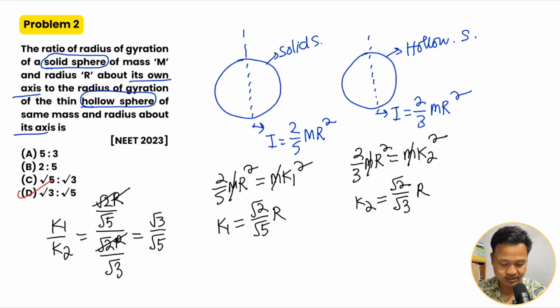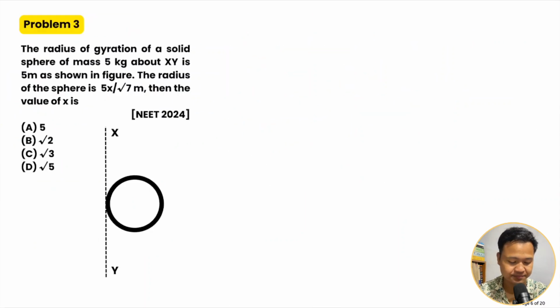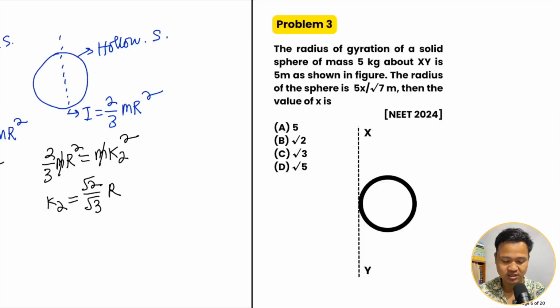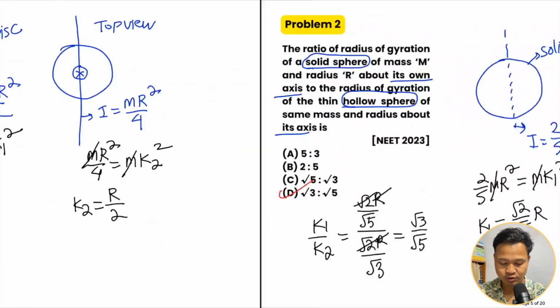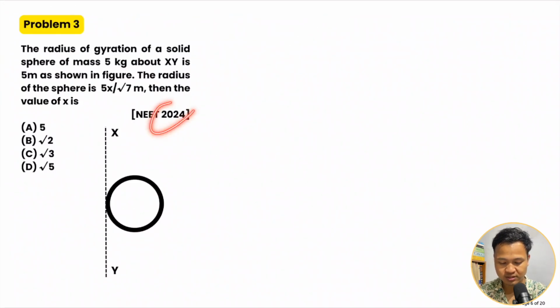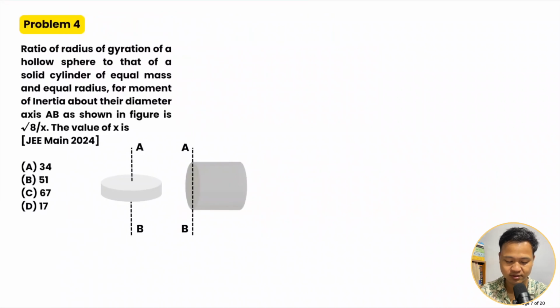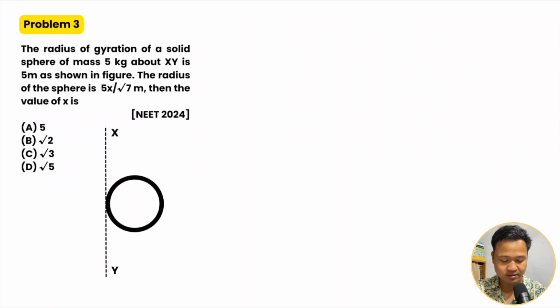Okay, so that is the answer. The radius of gyration of a solid sphere is a question that is asked every year in the exam: 22, 23, 24. Okay, let's see the next question: the radius of gyration of a solid sphere.